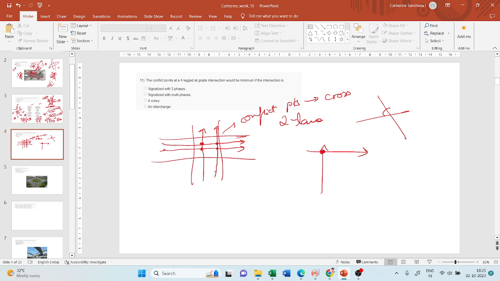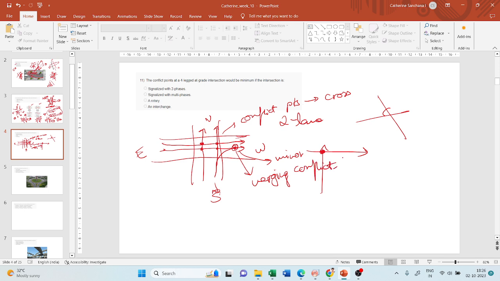Other than this, the vehicles in this direction can make a right turn, right? So this is called a merging conflict. When the vehicles in the north-south direction are planning to make a right turn and merge with the vehicles in the east-west direction, they might create a conflict when they merge. So that is called a merging conflict, and the merging conflict points are called minor conflict points.